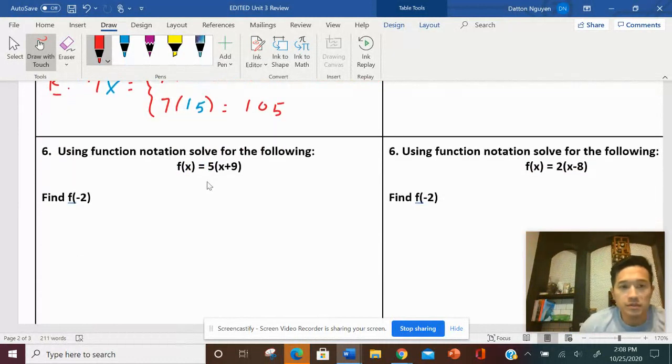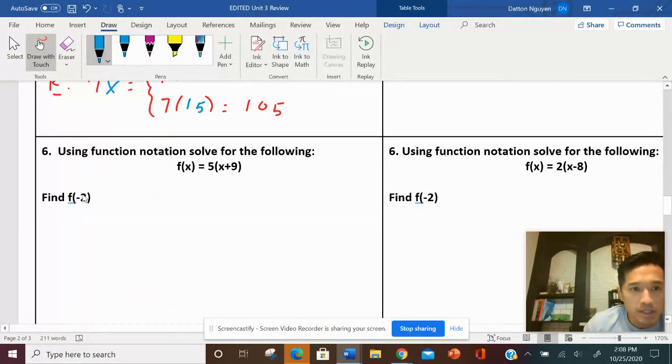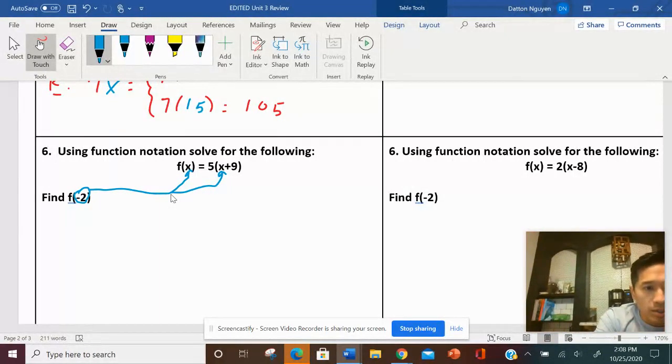Okay, next one. Use the function notation, solve for the following. Find f of -2. Okay, so again, what's in here is my x. So that's going in here. You see what they put there? Okay, so that means I'm going to put that number also in here. Wherever I see an x, I'm going to replace it, okay?